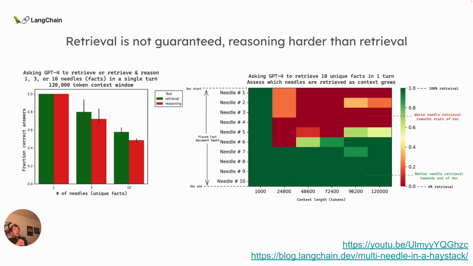So if you say, just return the needles, it does a little bit better than if you say return the needles and tell me the first letter. So you overlay reasoning. So this is the first observation. More facts is harder, and reasoning is harder than just retrieval.